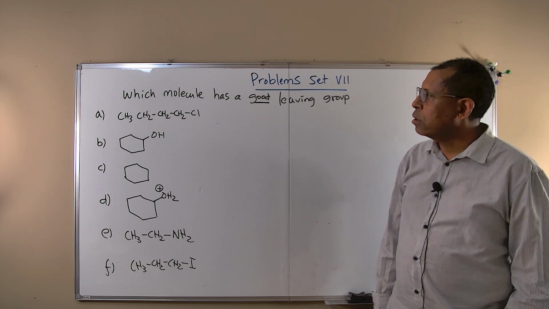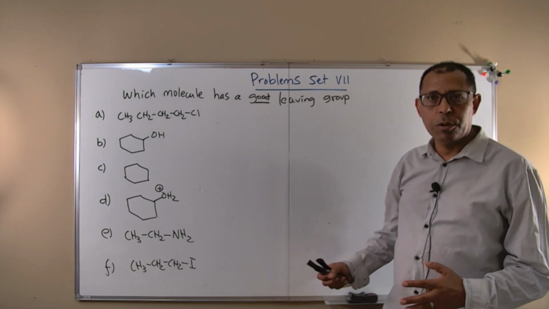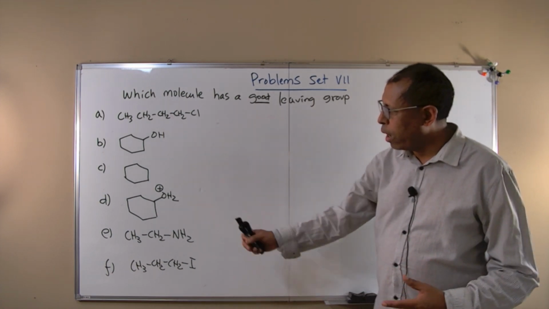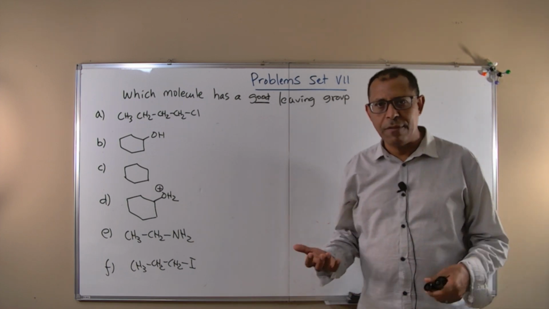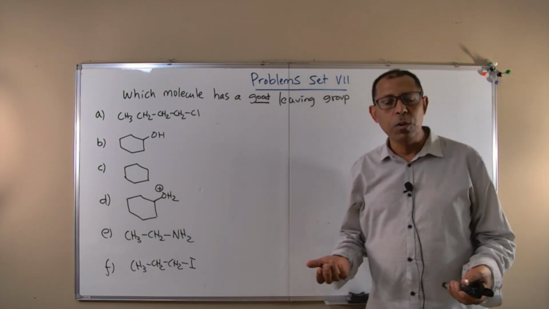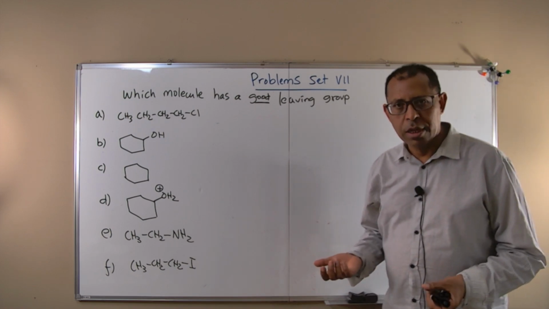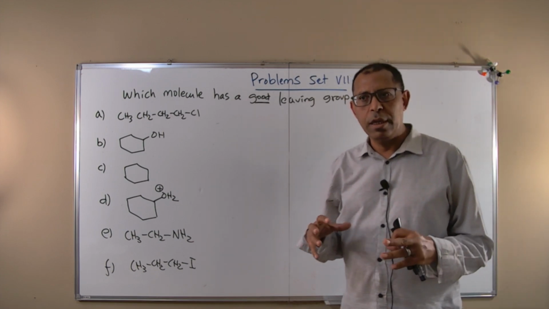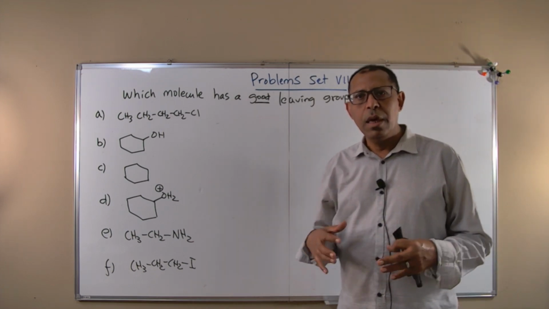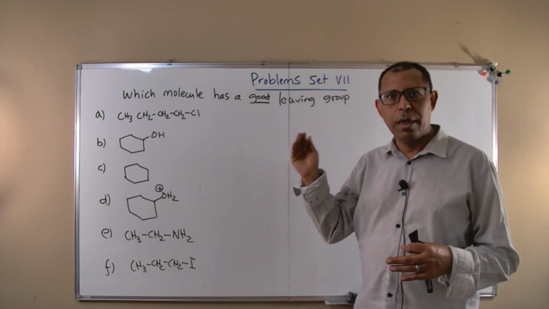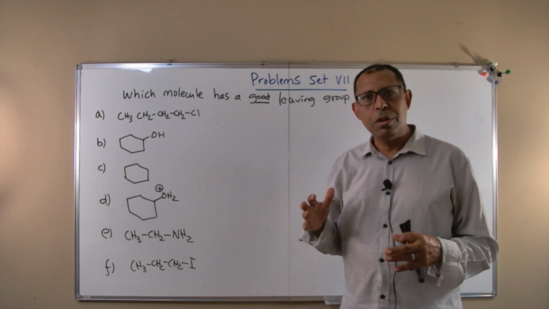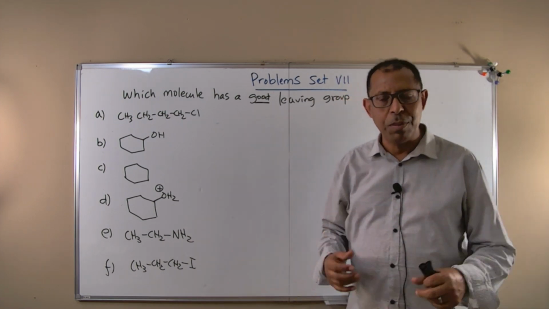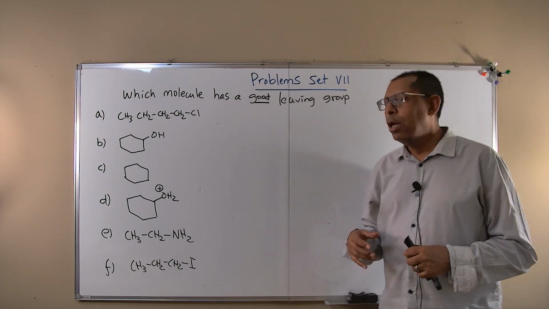This question asks you which molecule has a good leaving group. So there are compounds A to F, and your task is to identify which molecule really has a good leaving group for a substitution reaction. A good leaving group is something which can handle the negative charge as it leaves, and it should not be strongly basic, because a very strong base is rather a good nucleophile than a good leaving group. So this is how you would look at things.